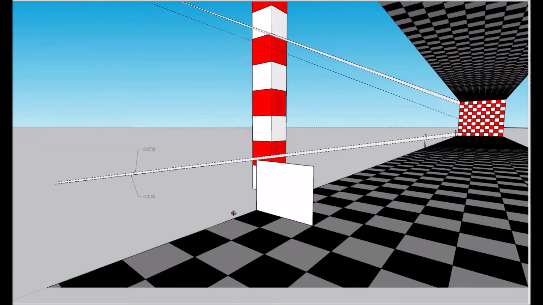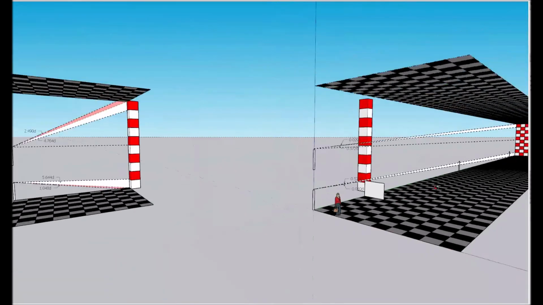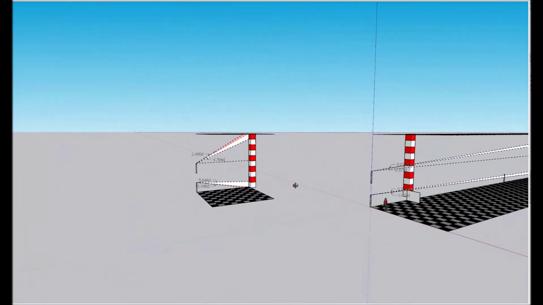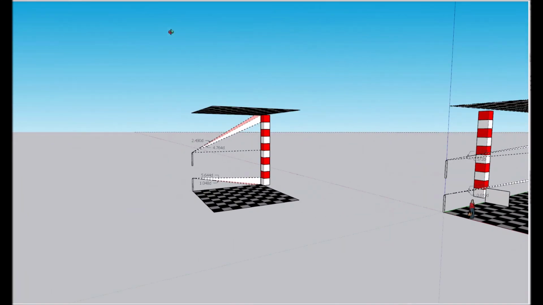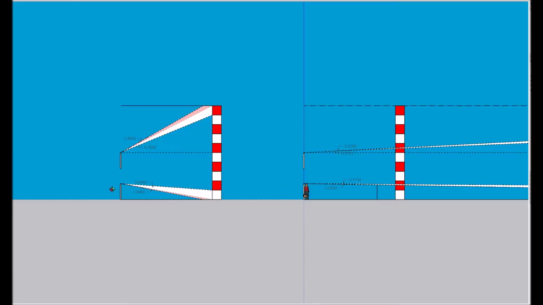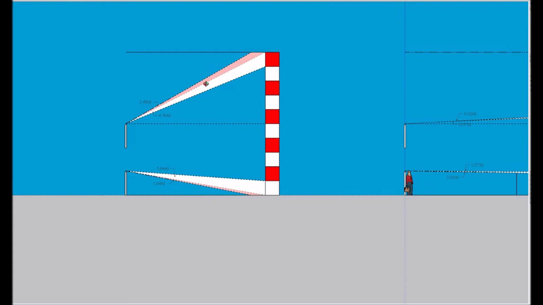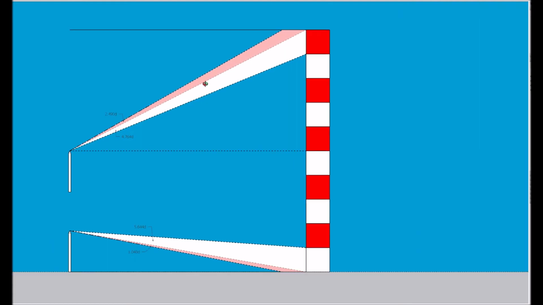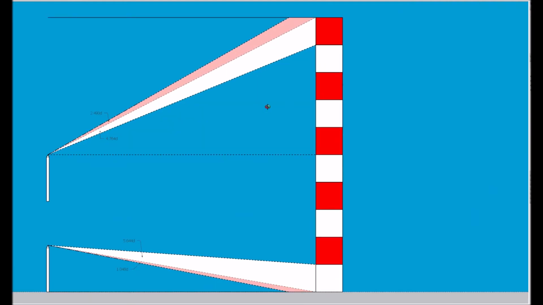Okay, now let's look at the actual angles that we're dealing with. I'm going to move to an orthographic view for a moment here. So we're in perspective view right now, and we're looking at a side elevation. There's the orthographic view of the same. And I'm going to zoom in so we can see it a little more clearly. That was our 10-meter observation.